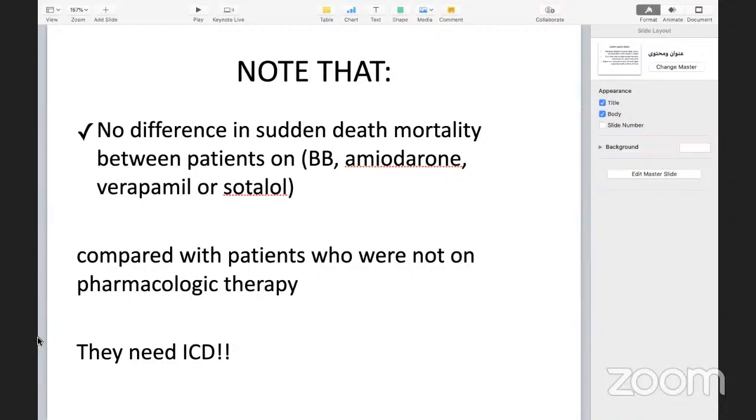Keep in mind that there is no difference in sudden death mortality between patients on beta blockers, amiodarone, verapamil, or sotalol, compared with patients who were not on pharmacological therapy. This is what I've read. So they need an ICD, and we'll talk about ICD indications in a while.